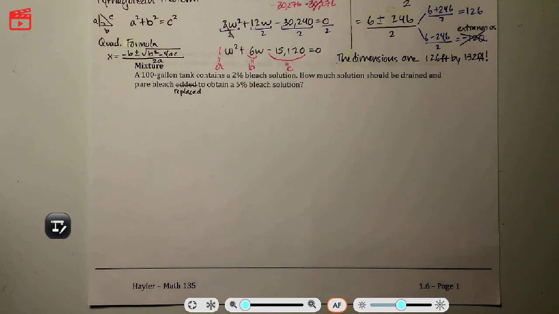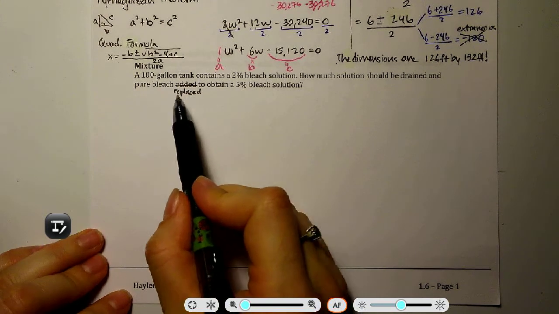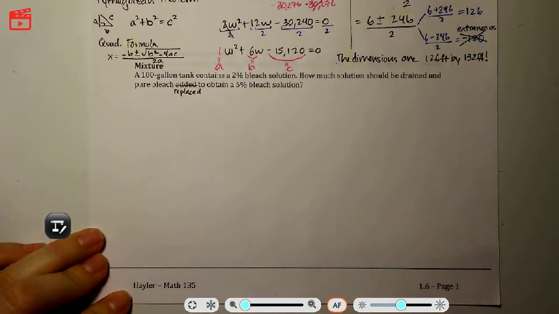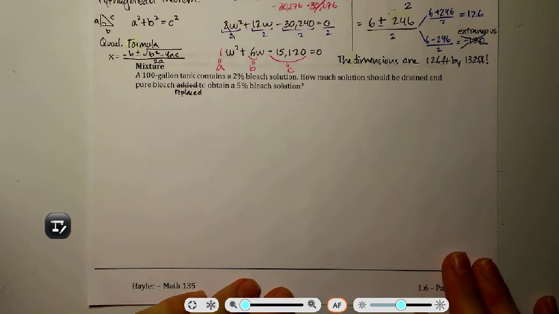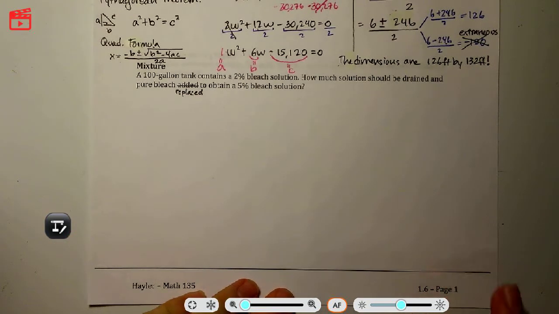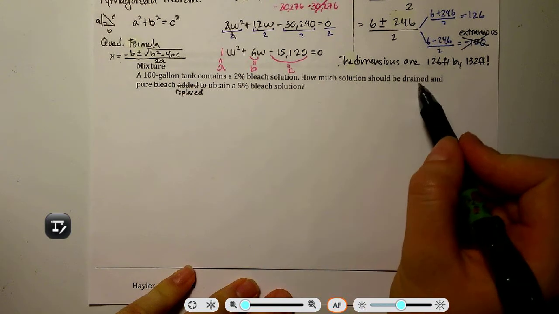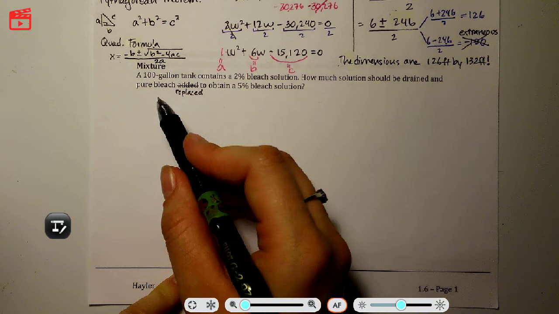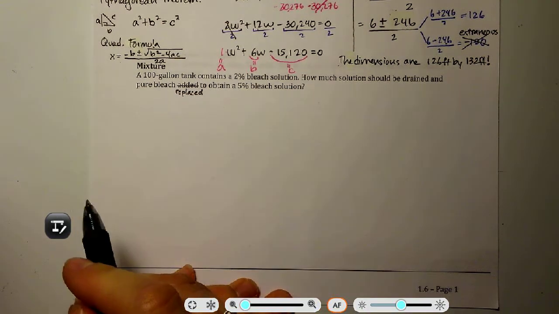Okay, so mixture, as it sounds like, we're mixing quantities together. Please notice I have replaced the word added with replaced. So go ahead and make that note on your notes. Okay, so let's read this problem. A 100-gallon tank contains 2% bleach solution. How much solution should be drained and replaced with pure bleach to obtain a 5% bleach solution?